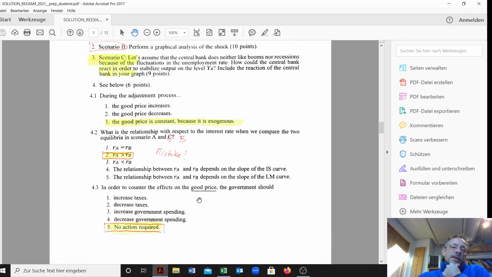In order to counter the effects on the goods price, the government should take no action, because, as I mentioned in the first question, the goods prices are constant. Goods prices do not change because they are exogenous. So no action is required with respect to the goods price.